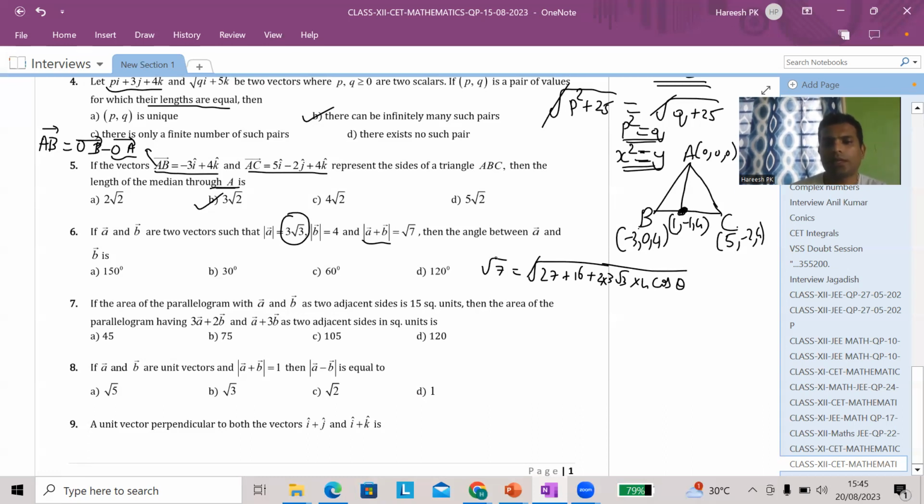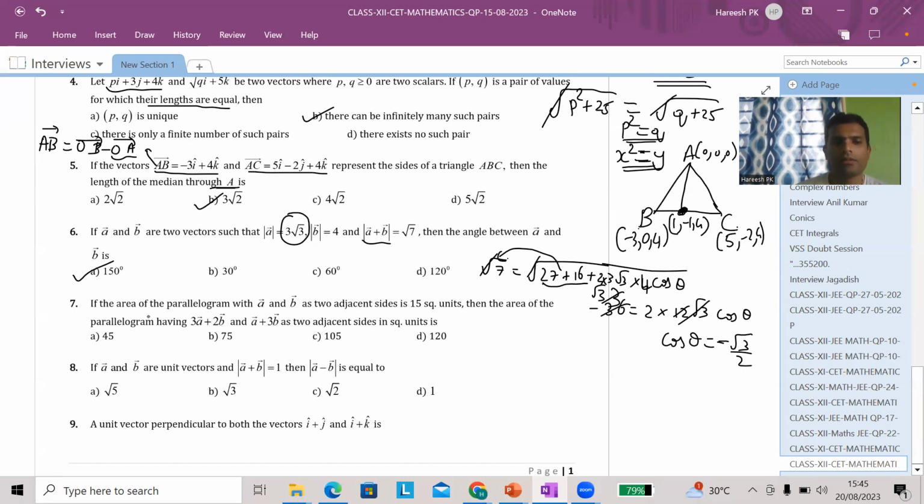Right, so when the roots get cancelled, and I take this to the other side, I'll end up getting minus 36 is equal to, how much is this? 2 into 12 root 3 cos theta. So 12 ones are 12, 12 threes are 36, and root 3 gets cancelled. So I'll end up getting cos theta is minus root 3 by 2. That means theta is 150 degrees. So again, a direct question.